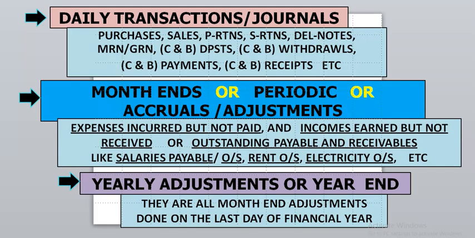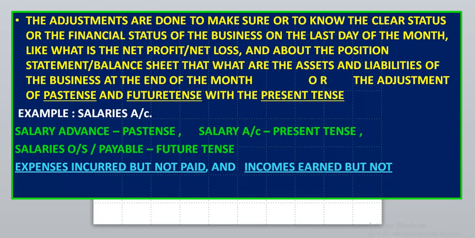As far as accruals is concerned, the definition of accruals is expenses incurred but not paid, and incomes earned but not received. And why are adjustments done? There is a purpose, like why the adjustments are done at the end of the month. The adjustments are done to know the clear financial status of the business on the last day of the month, like what is the net profit or net loss, and about the position statement or the balance sheet, that what are the assets and what are the liabilities at the end of the month.